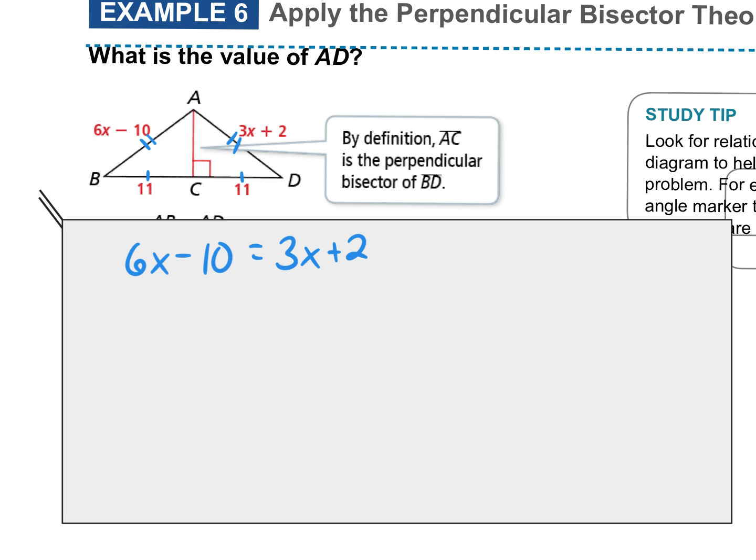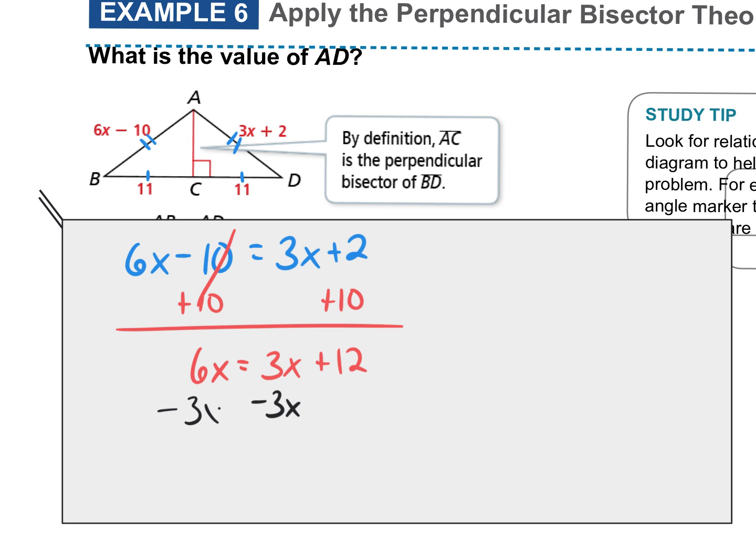Anybody? Add 10, okay. So I get 6x equals 3x plus 12. Next step here. Subtract 3x. So I get 3x equals 12. What would my last step be? Divide by 3. X equals 4.